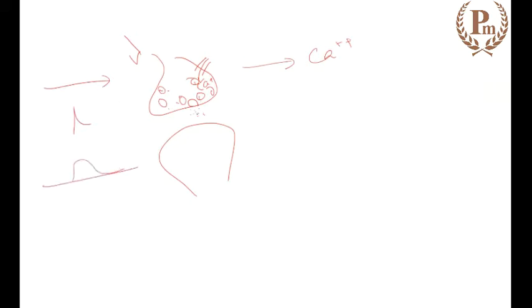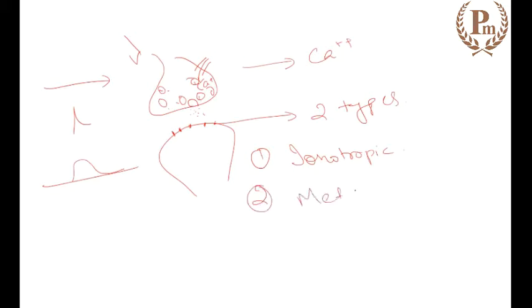So what happened? The neurotransmitters came and bound to their receptors. These receptors again are of two types. One is called ionotropic receptors, or ligand-gated channels. Ionotropic, straightforward receptors that act like ion channels. Or there can be something called metabotropic ion channels.